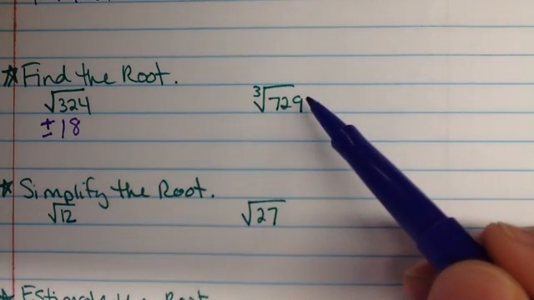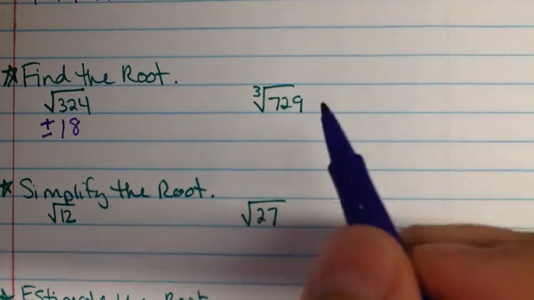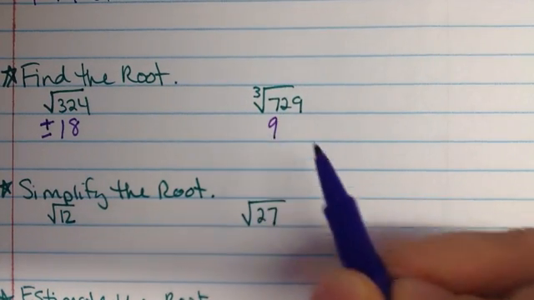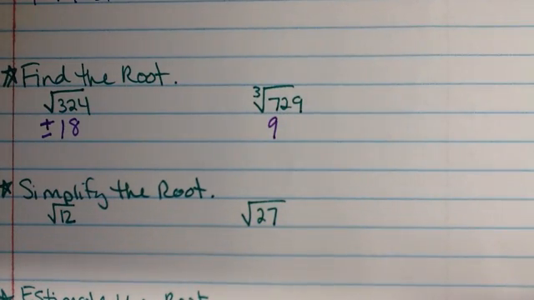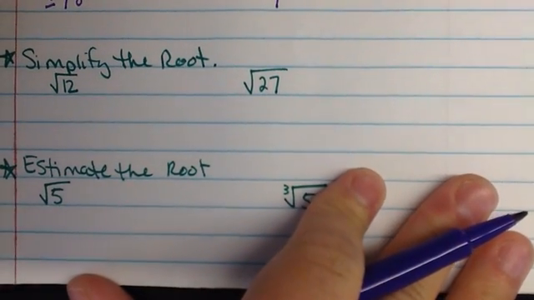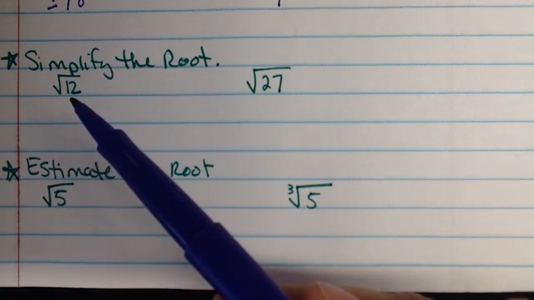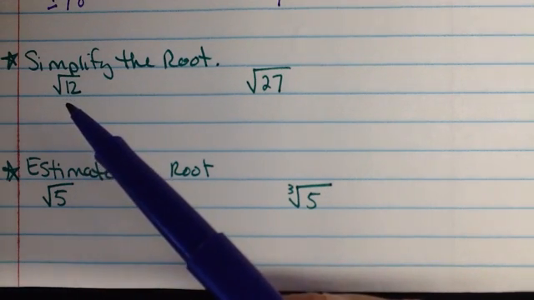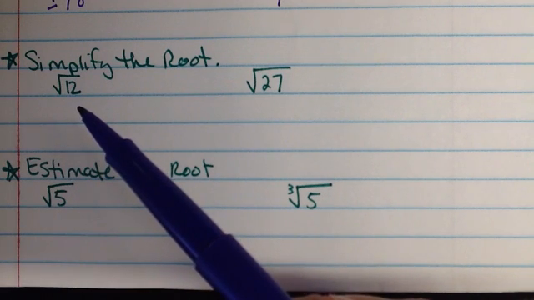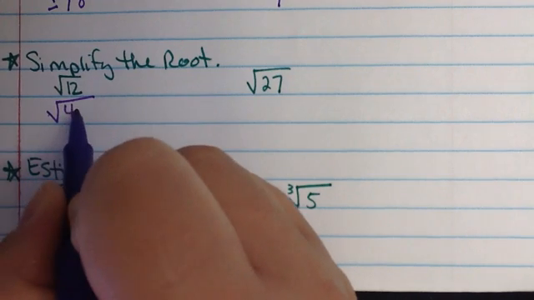Over here for the 729, it's asking what number times itself is 729. And that answer is 9. Positive 9 only. For simplifying the square root, all you're going to do is look and see what perfect square goes into 12 evenly. The largest perfect square that goes into 12 evenly is 4. So we have the square root of 4 times 3.